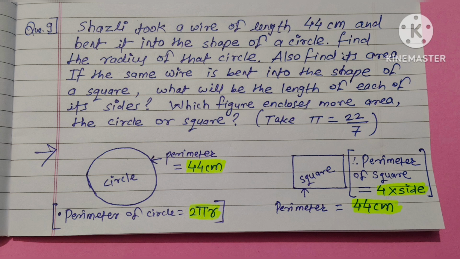And the second time, when the same wire will be used to make a square, we know the property of the square that all four sides of the square are equal. So perimeter of square is 4 into side, so using this formula we can calculate the side, and with the help of the radius and the side we can calculate the area of the circle and area of the square as well. And then we can go ahead and check which shape encloses more area, circle or the square, when we get the values of the areas.